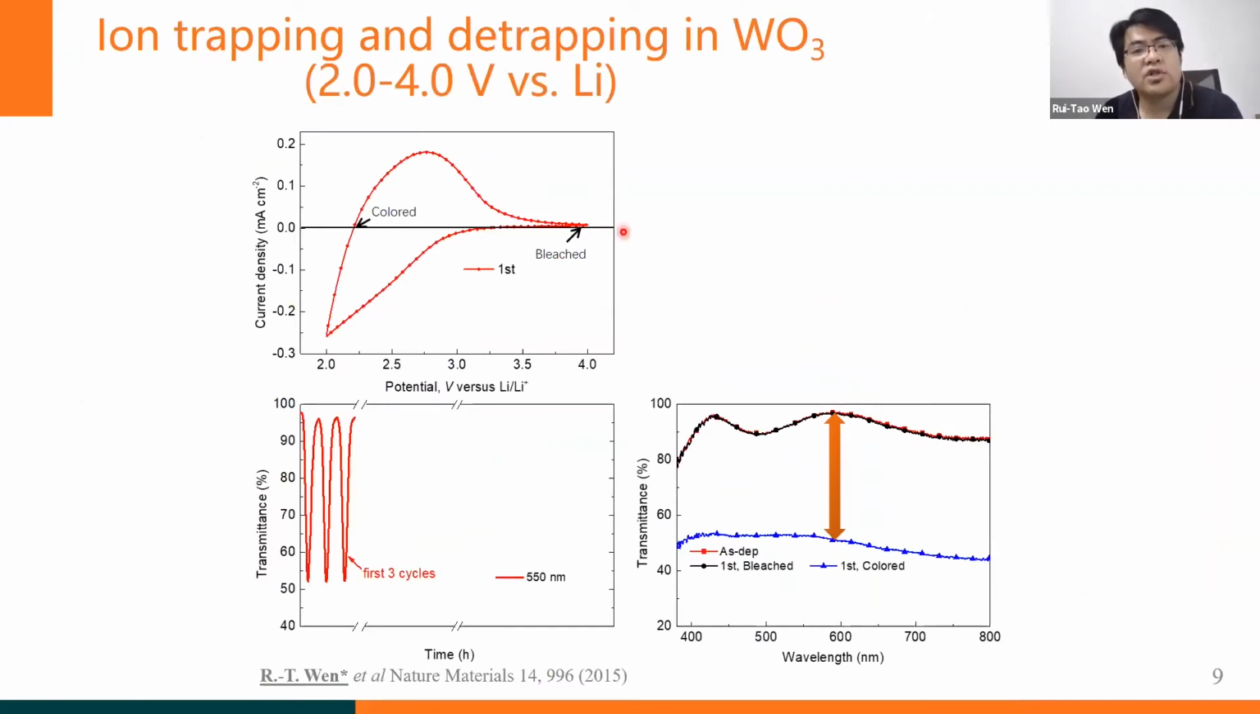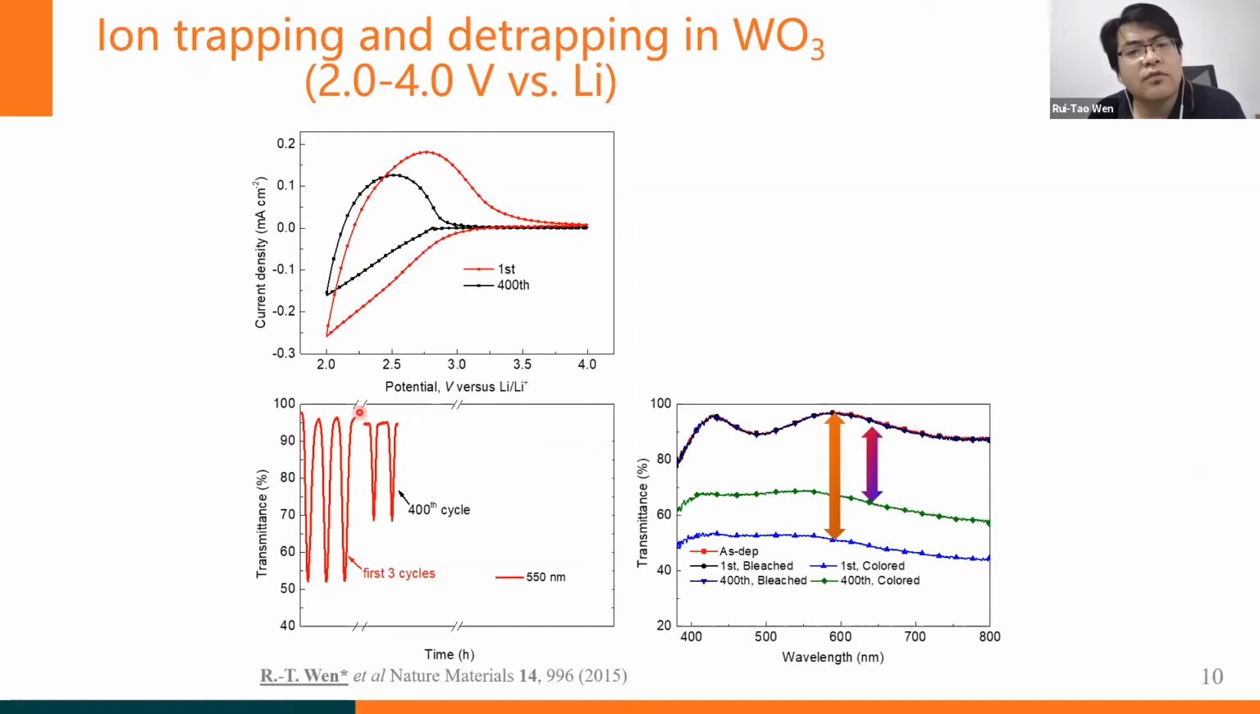Okay, here I will show you an example. This is the first CV curve of tungsten oxide in the range of 2.0 to 4.0 volts. As you can see, at the very beginning it's in the bleached state, which has an optical transmittance of about 100%. When we insert charge into this film, the optical modulation can reach about 50%.